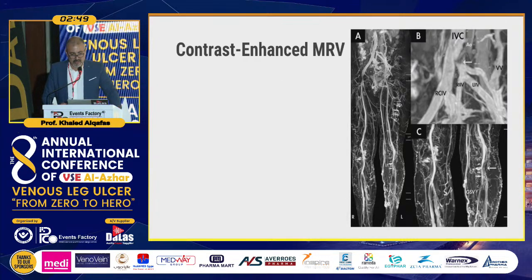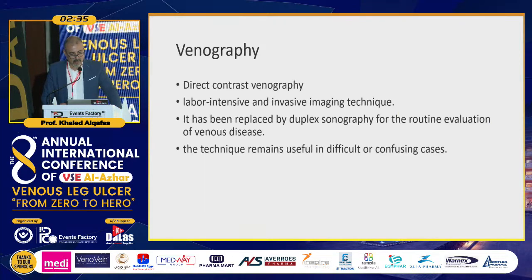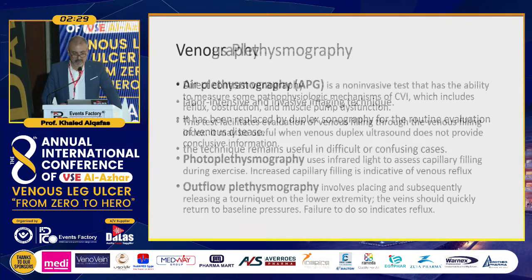The most accurate one is the contrast-enhanced MRV. You can see here in this patient, we have in image B indentation on the common iliac vein, May-Turner, and you can see here there is a DVT in the lower image in the popliteal vein. Direct contrast venography is very rarely used and may be used if we are planning an intervention.